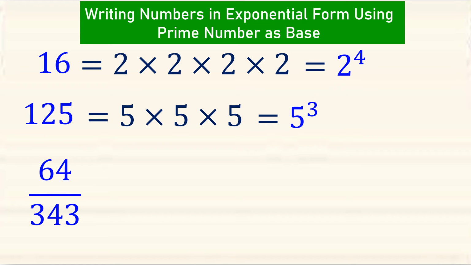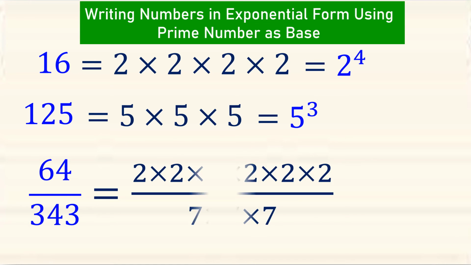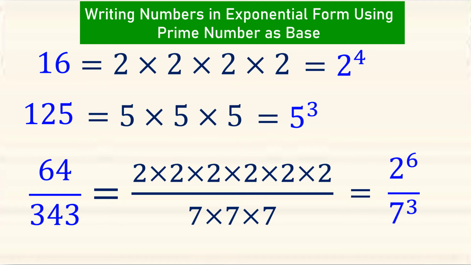And now, let us have 64 over 343. So 64 can be written as 2 times 2 times 2 times 2 times 2 times 2. So we are going to multiply 2 6 times by itself over, we are going to multiply 7 3 times by itself. So it can be written as 2 to the 6 over 7 to the third.